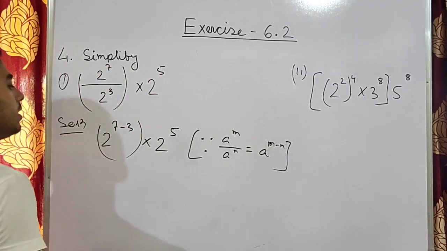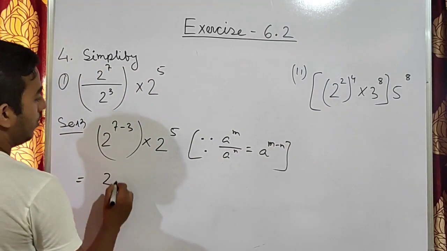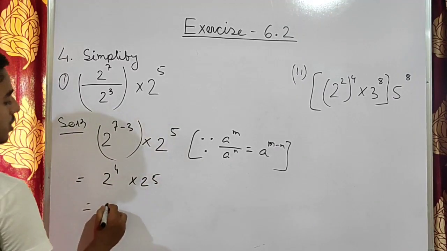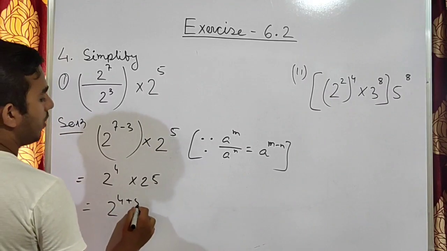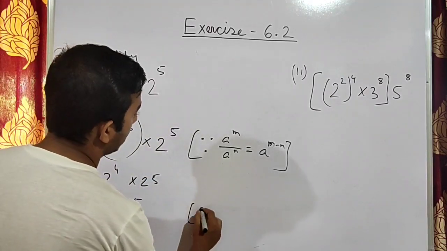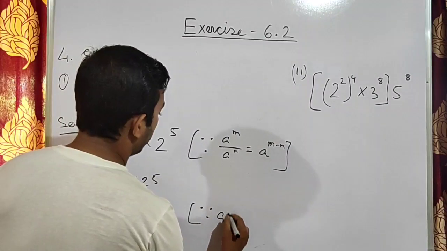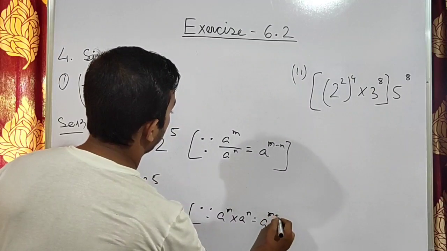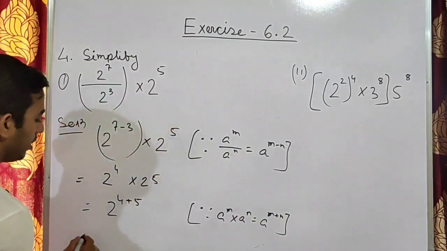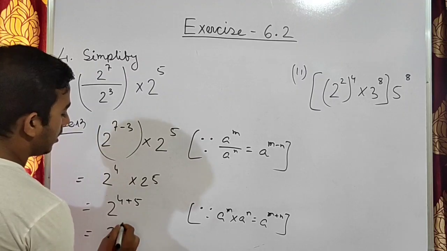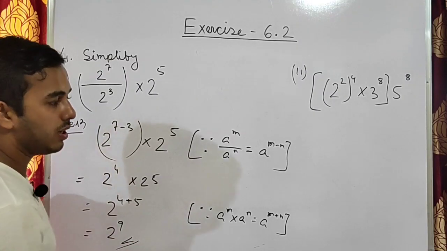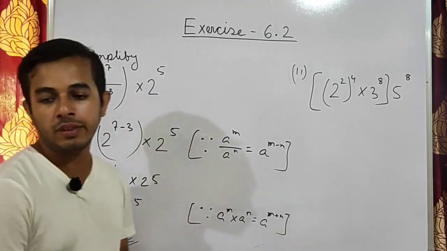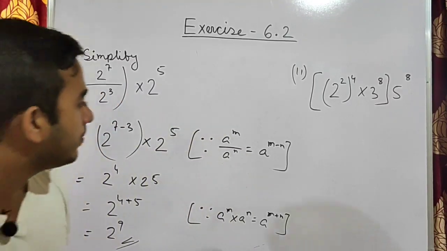Yes, isn't it? Yes. Now look, 2 to the power 7 minus 3 is how much? 4, into 2 to the power 5. We can write 2 to the power 4 plus 5, because we will write, since a to the power m into a to the power n equals a to the power m plus n. Clear? Okay. Now 4 plus 5 is how much? 9. So it will be 2 to the power 9. Clear? Very good. This one is very easy. Okay. Now let's move to our next one. That is Roman number 2.